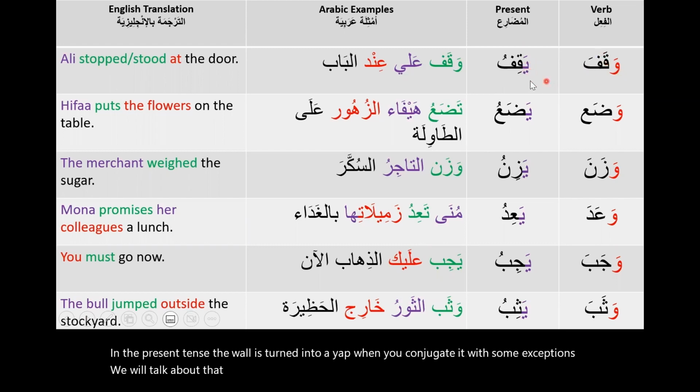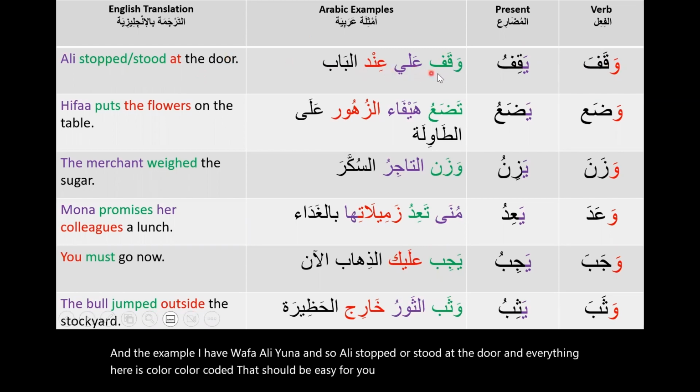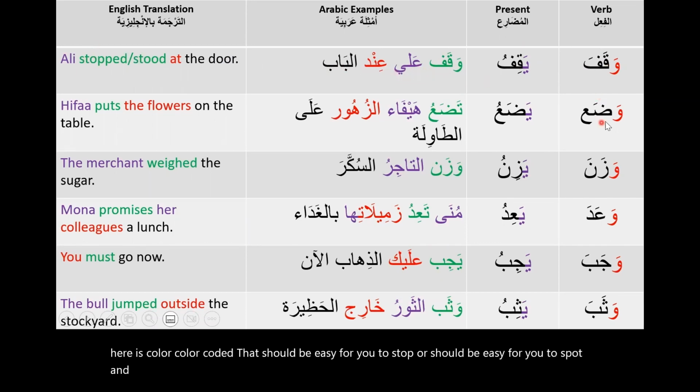So waqafa, yaqifu. And the example I have: waqafa Aliyun 'inda al-bab. So Ali stopped or stood at the door. And everything here is color coded, which should be easy for you to spot and translate accordingly.